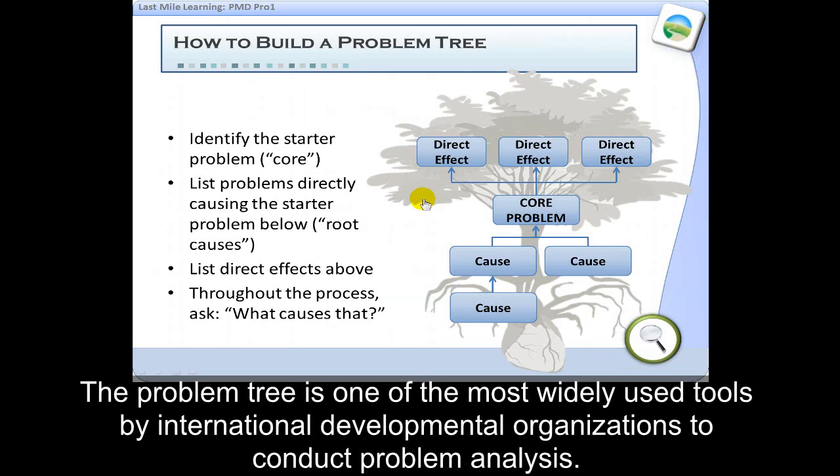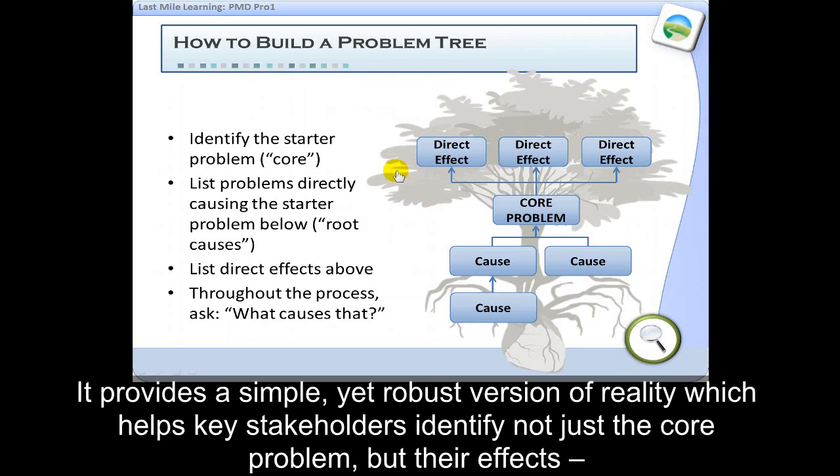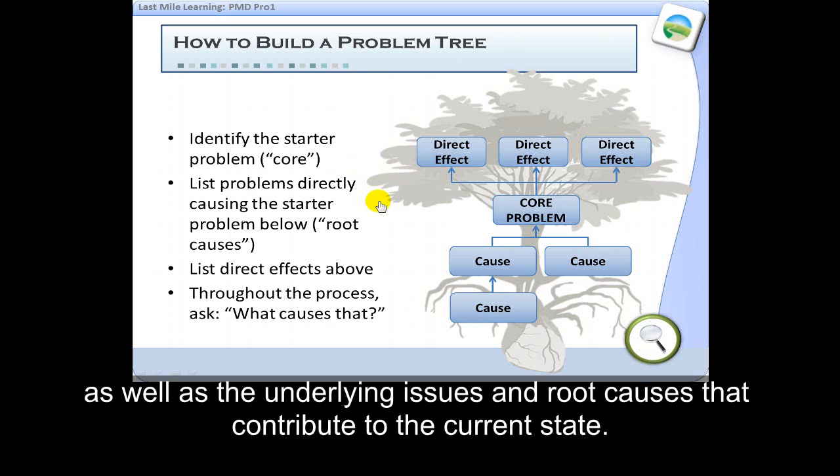The problem tree is one of the most widely used tools in international development organizations, and it's used to conduct problem analysis. It provides a simple yet robust version of reality, which helps key stakeholders identify not just the core problem, but their effects, as well as underlying issues that contribute to the current state.